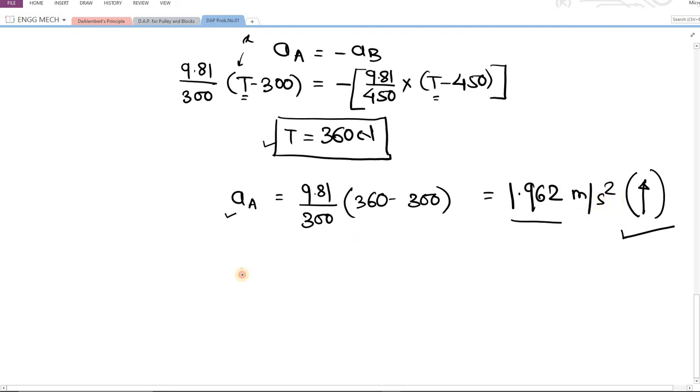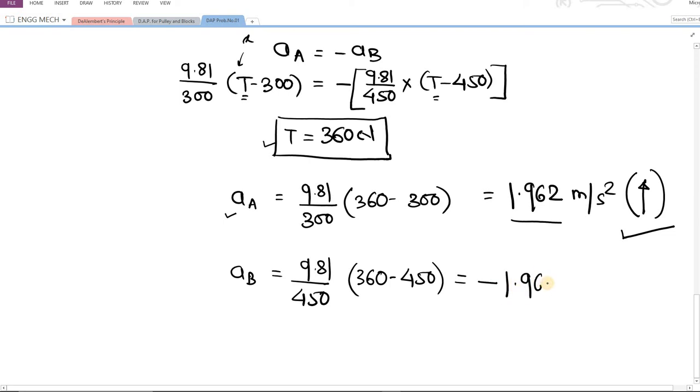Now let's calculate the acceleration of block B. What is it? 9.81 divided by 450, into 360 minus 450. Now if you calculate it, it comes out to be minus 1.962 meter per second square, with our assumption that the block is going upward. Now if we want to make this magnitude positive and change the sign, we will just change the sign of 1.962 meter per second square.